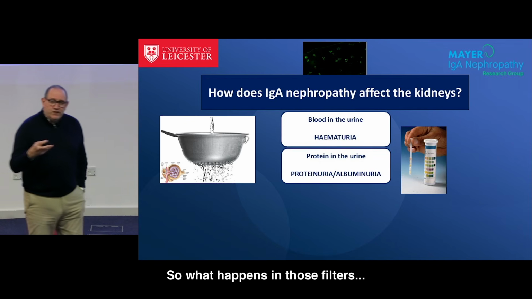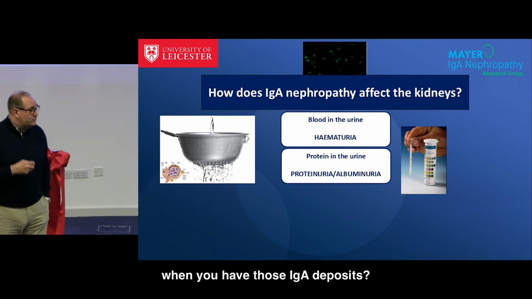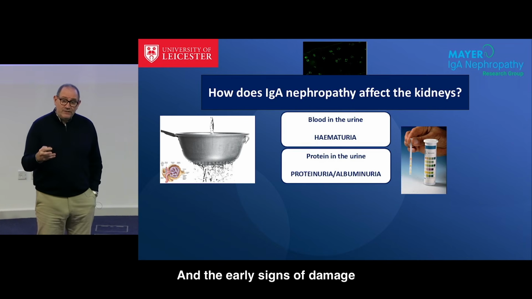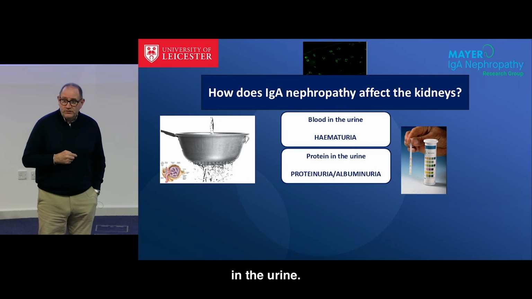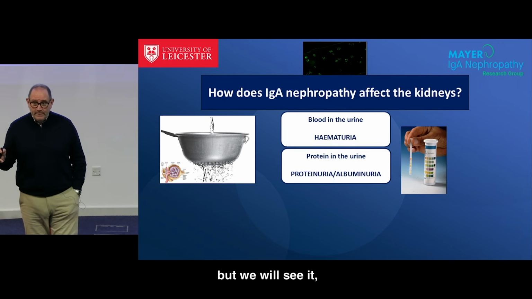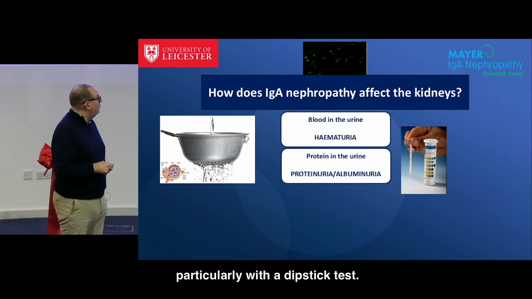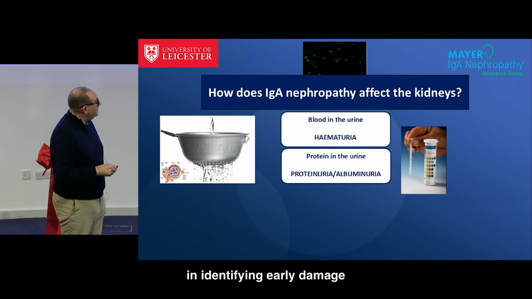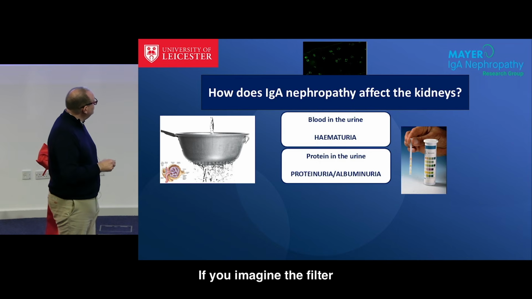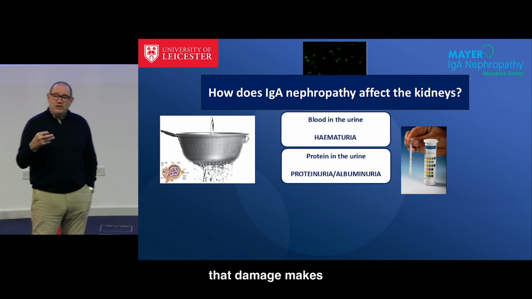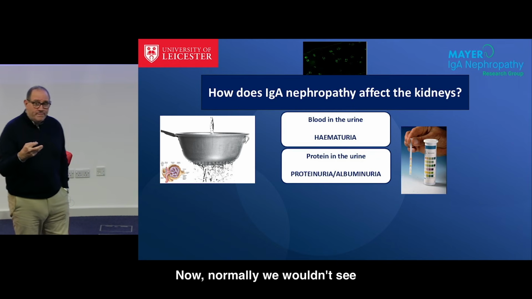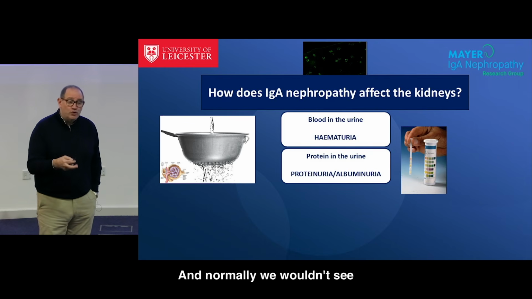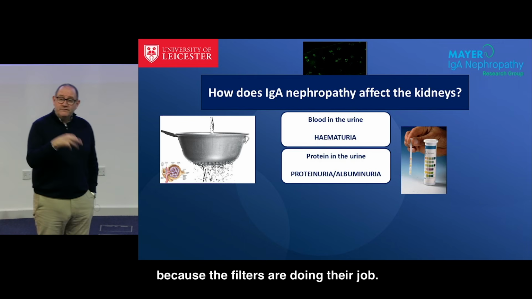So what happens in those filters when you have those IgA deposits? Well, those filters can get damaged, and the early signs of damage are that we can see blood and protein in the urine. You will not see it necessarily, but we will see it, particularly with a dipstick test. And this is something that's very important in identifying early damage to the filters. If you imagine the filter as a sieve, that damage makes those sieve holes bigger. Now, normally we wouldn't see any blood in the urine because the blood cells are too big. And normally we wouldn't see any protein in the urine because the filters are doing their job.